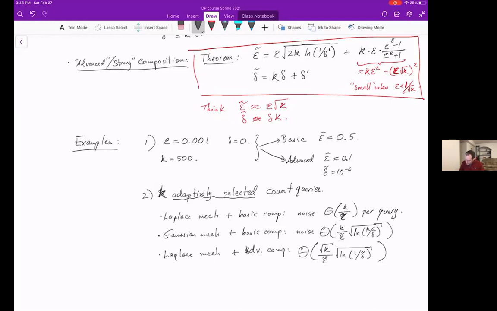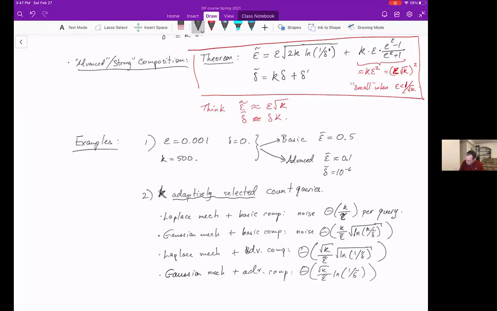Okay, and so that's much better than what we get from either the Laplace or Gaussian mechanism with basic composition, and it's actually comparable to what we get with the analysis of the multivariate Gaussian mechanism with a fixed set of queries, where the queries aren't selected adaptively but are all specified ahead of time. And if we use the Gaussian mechanism plus this version of advanced composition that's at the top of the page, then you get something similar but slightly worse. You get square root of k over epsilon tilde times log of 1 over delta tilde.